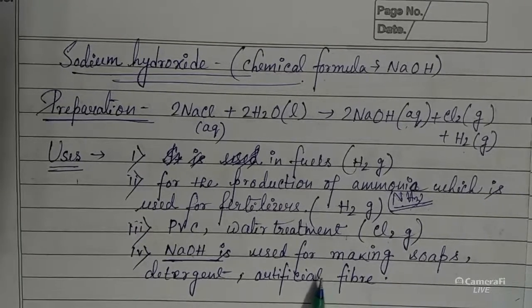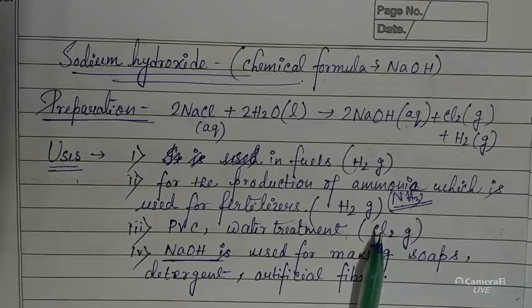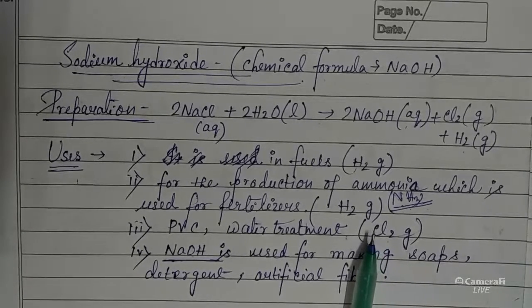And chlorine gas we generally use for water treatment. Generally we use chlorine gas in swimming pools. It is also used as a disinfectant. Some pesticides also use chlorine gas.